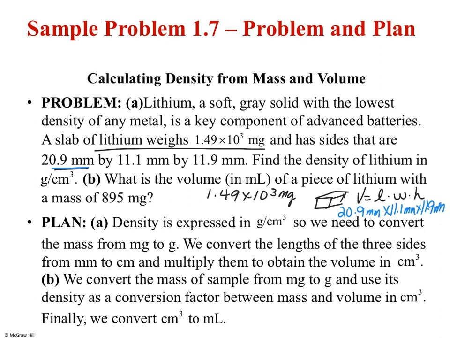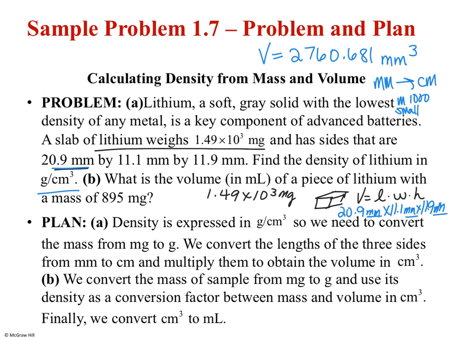That should give you a volume of 2760.681. If you have millimeter times millimeter times millimeter, that's millimeter cubed. Okay? Find the density in grams per centimeter cubed. Well, we're going to have to convert millimeter into centimeter, and then we can do the cubed. So what's millimeter and centimeter? Well, milli means 1,000, and it's small. And centi means 100, and it's small.